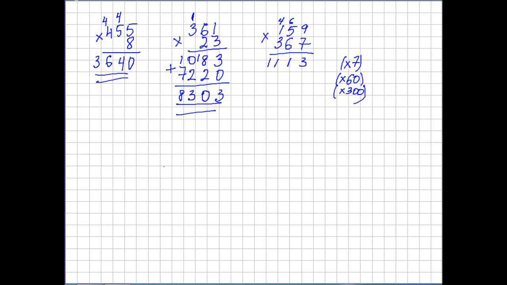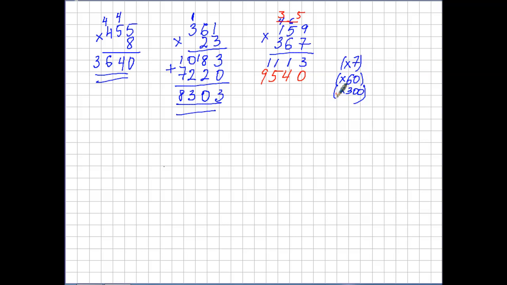Now let's multiply my number by 60. When I multiply by 60, I first multiply my number by 10 and then by 6. 9 times 6 is 54. I write 4 here and 5 on top of 5. 5 times 6 is 30. 30 plus 5 is 35. I write 5 here and 3 on top of 1. 1 times 6 is 6. Plus 3 is 9. Okay.